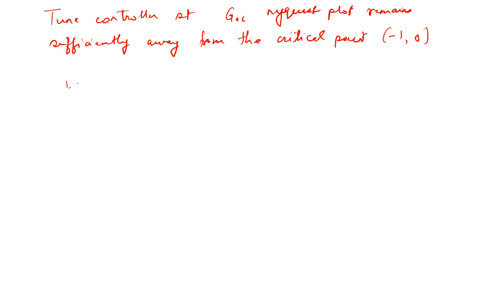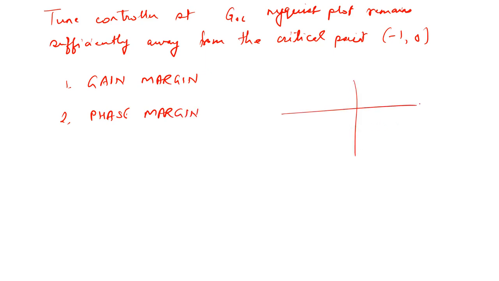One is called gain margin, and the other is called phase margin. Gain margin is easy to see. So I have a polar plot of G. This is the critical point. Let's say the polar plot passes through. So clearly I am not encircling minus 1, 0, I am stable.